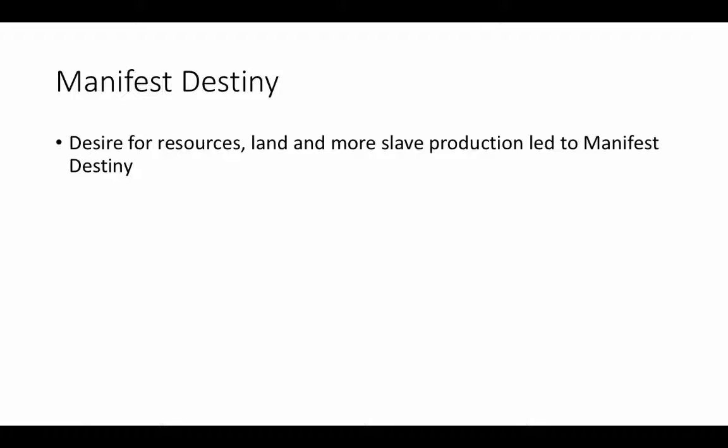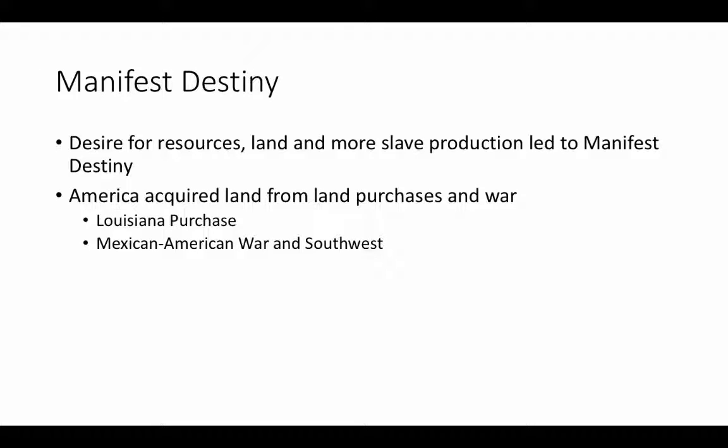Which leads us then into Period 5, 1844 to 1877, which is the antebellum years leading into the Civil War. So Manifest Destiny is going to play a large role throughout this time period as America begins to expand outwards. The desire for resources, land, and in the 1840s, for slave production led to Manifest Destiny.